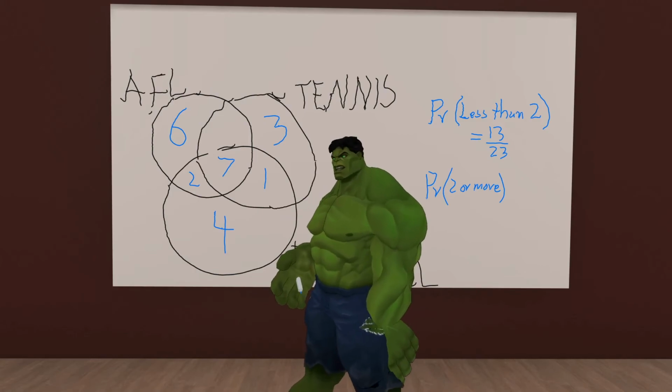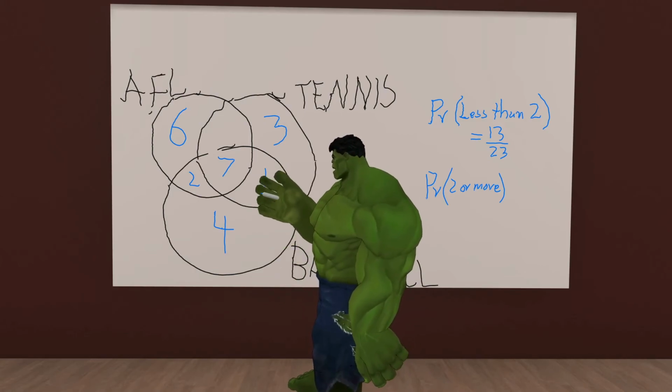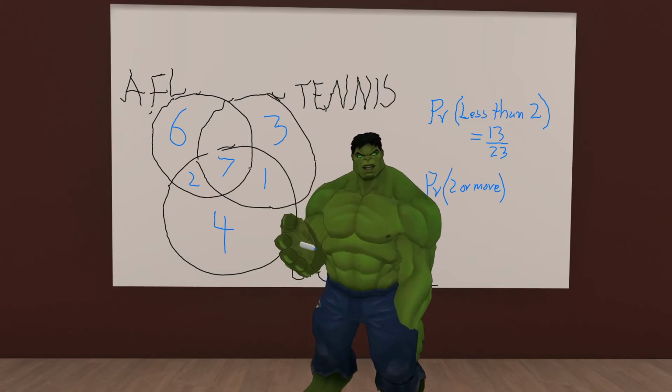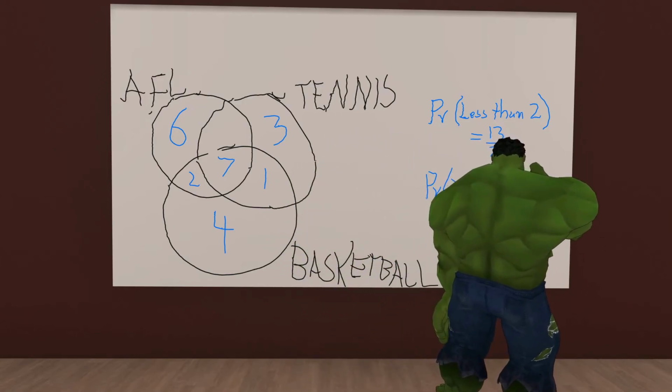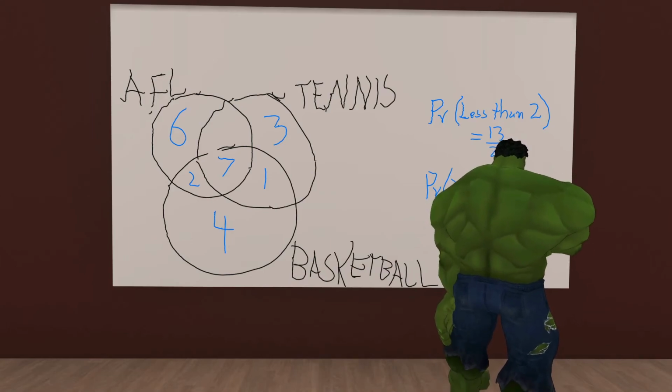So let's write that answer down now. So 2 plus 7 plus 1, 10. So this equals 10 out of 23.